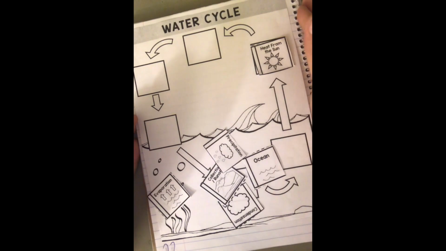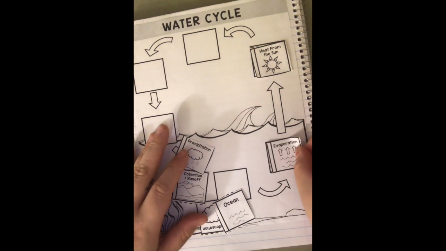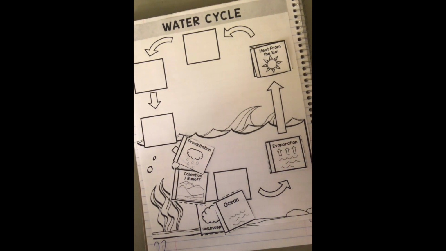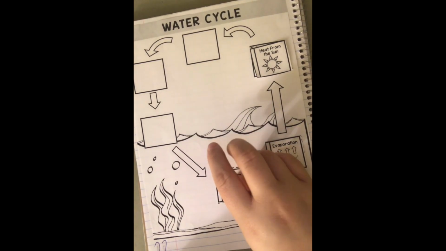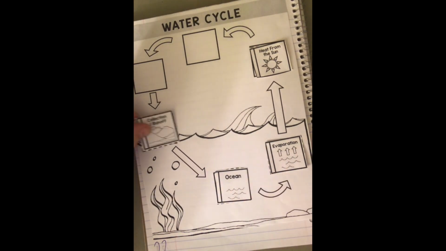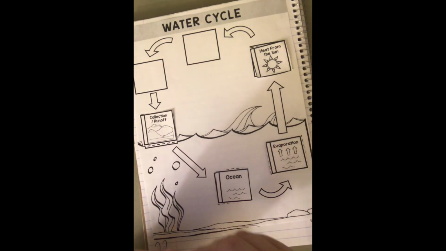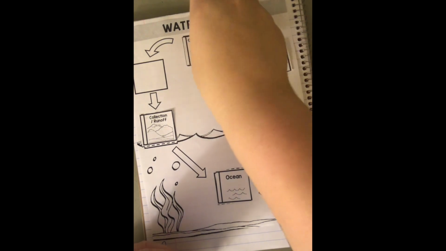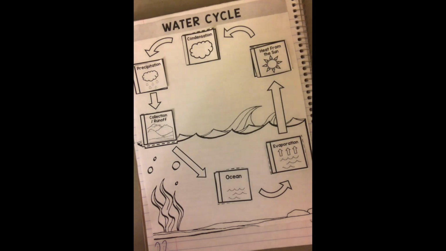And evaporation goes right here. These are flaps as well, so don't glue anything yet, just place them. And ocean goes right here. And collection / runoff goes right here. Condensation goes right here. And precipitation goes right here. Okay, they go in a specific order.